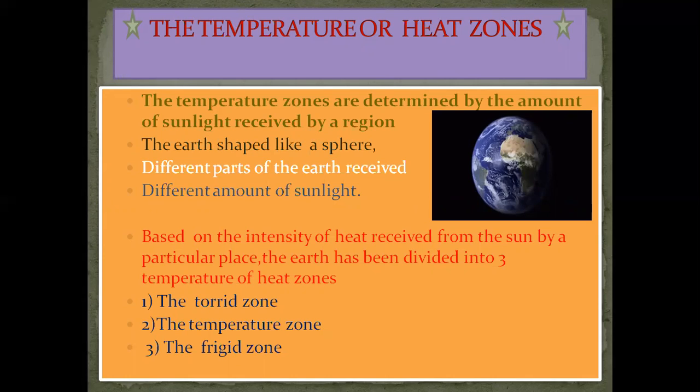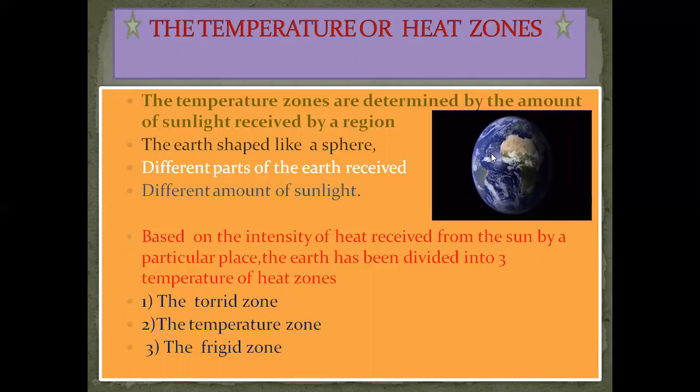Now the shape of the earth. What is the shape of the earth, children? Yes, very good. It looks like an orange, so it's a sphere. The different parts of the earth receive different amounts of light. As I told before, near the middle, along the equator line, we get more sun rays.